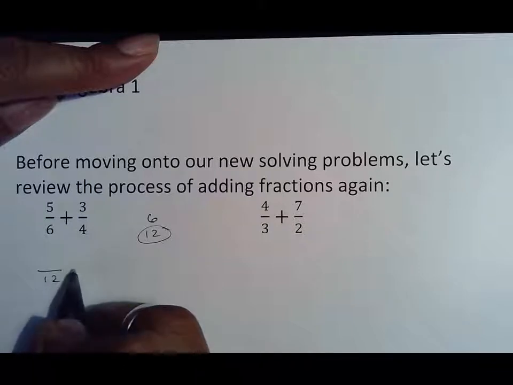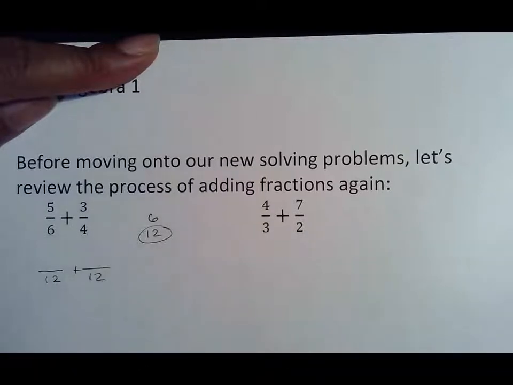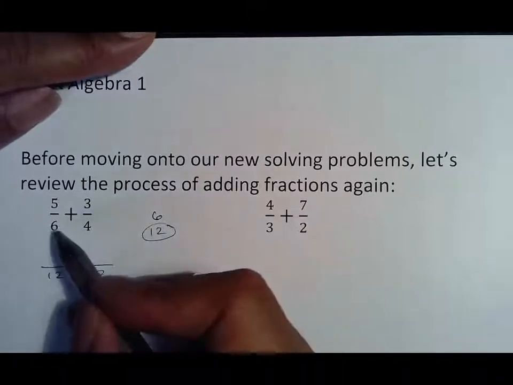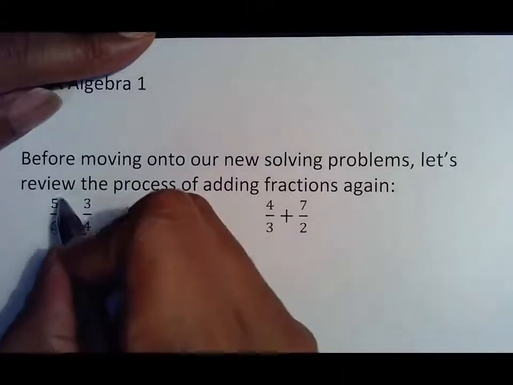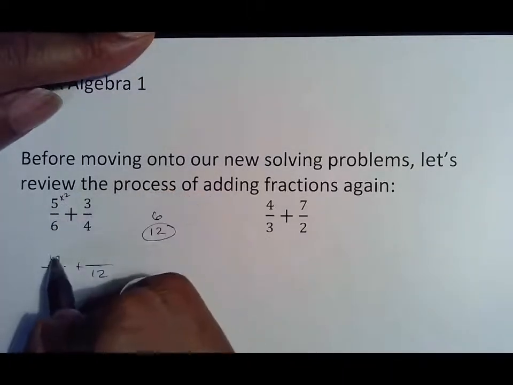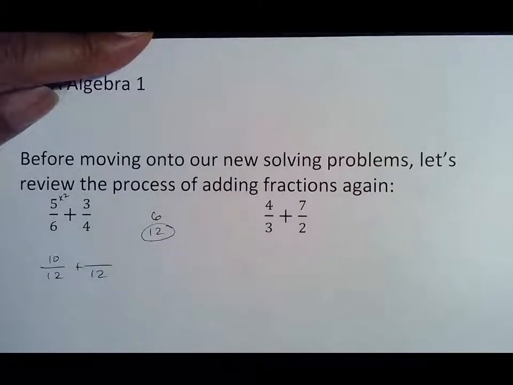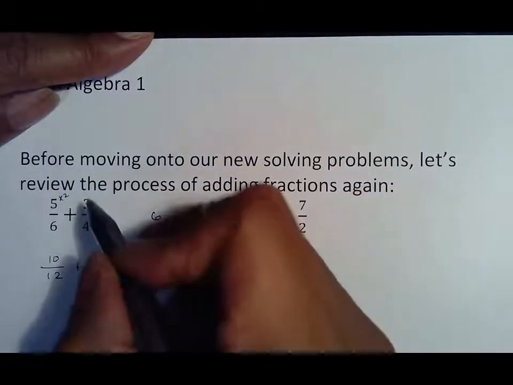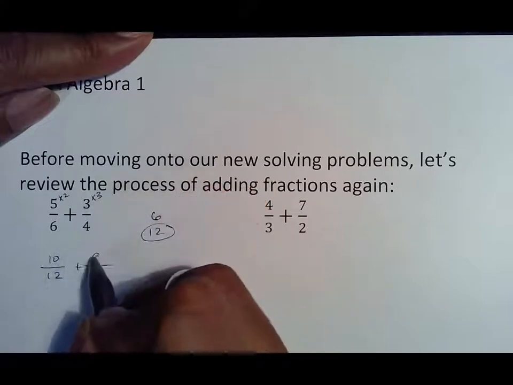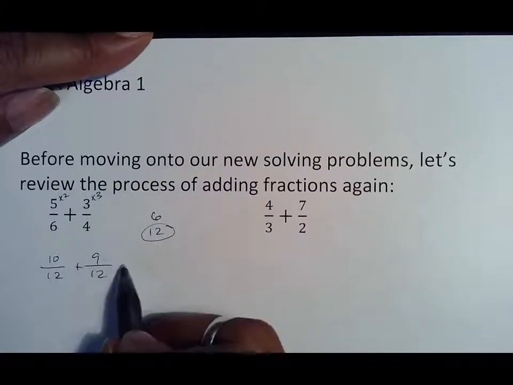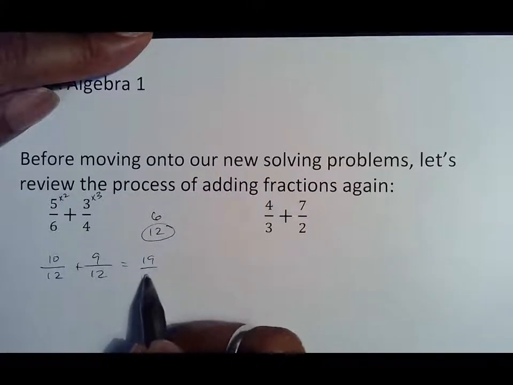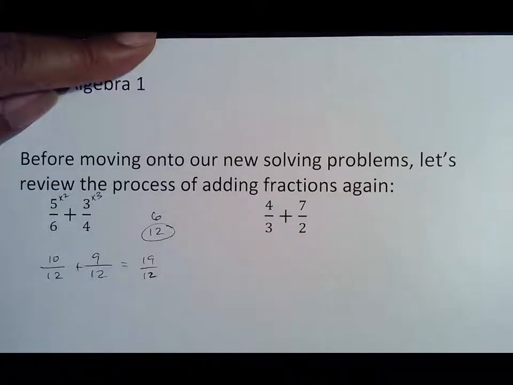Again, as you get better, you'll pretty much do it this way. So that's why I'm going to start doing it this way from here on out. Again, now you say to get 6 to 12, you would have multiplied by 2. That makes 10 over 12, and we're already in the format we need to be in. Same thing here. To get from 4 to 12, we would multiply by 3, which makes 9. 10 over 12 plus 9 over 12 equals 19 over 12, and that would be our stopping point.